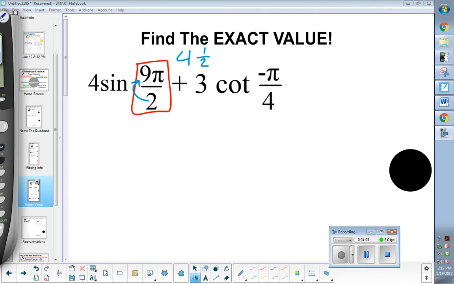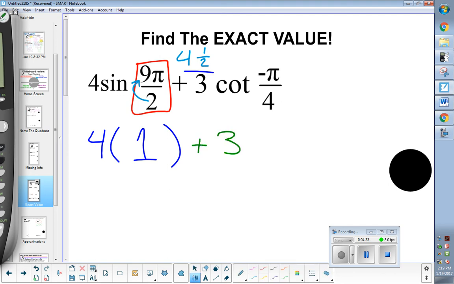9 pi over 2, that's 4.5. We said that was up at the top. So this problem is 4 times whatever sine is going to be up here at the top of my unit circle. If I'm doing sine up here, that's y over r. Chris, what's my y over r going to be? 1 is his y, and his r is 1 as well. So it's 1 over 1, or just 1. Plus 3 times cotangent of negative pi over 4.